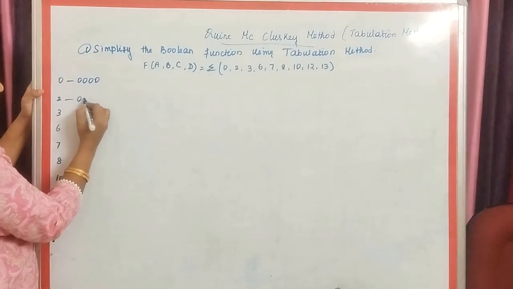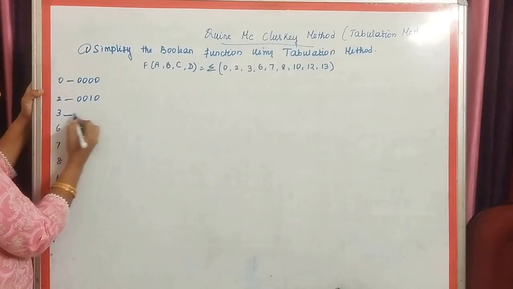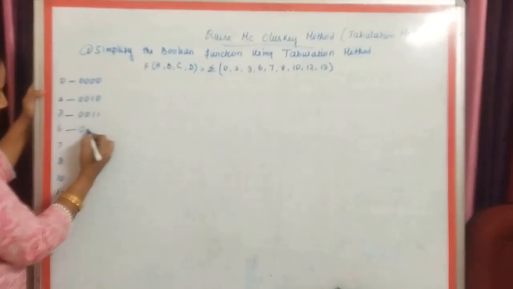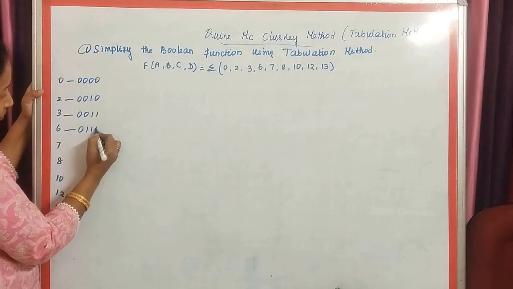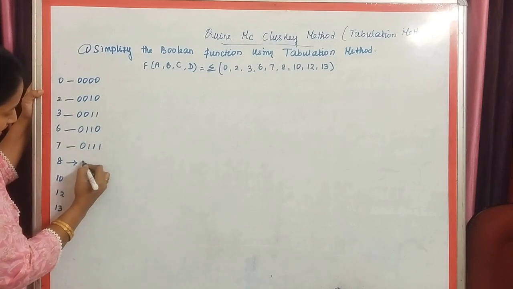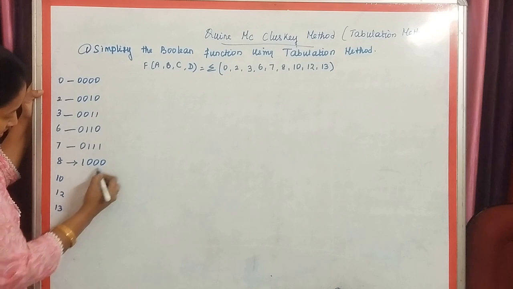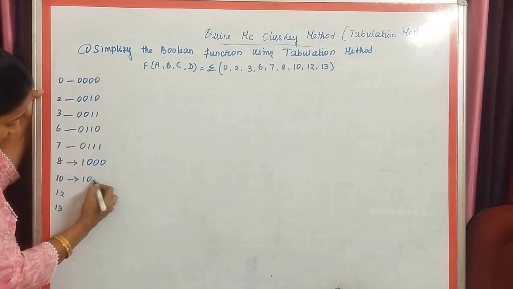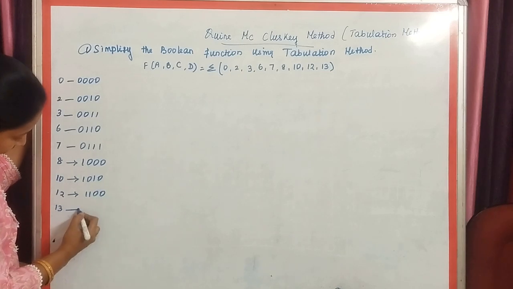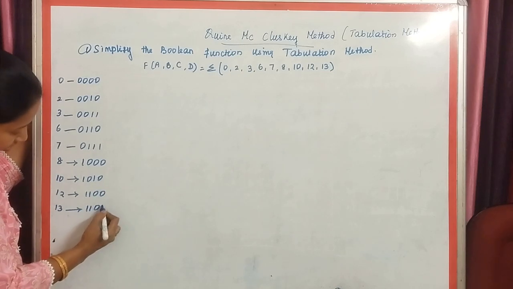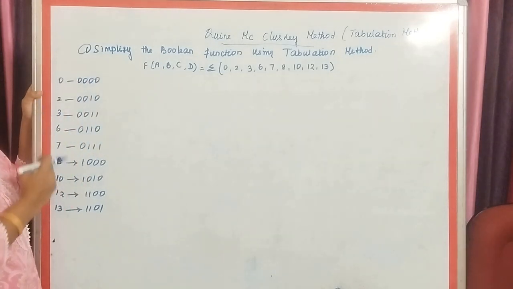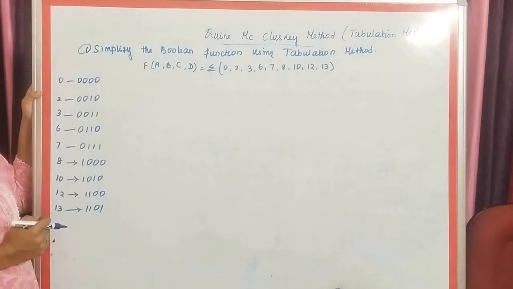And for 2, you can represent it as 0, 0, 1, 0. For 3, it is represented as 0, 0, 1, 1. 6 is represented as 0, 1, 1, 0. 7, you represent it as 0, 1, 1, 1. 8 is represented as 1, 0, 0, 0. 10 is 1, 0, 1, 0. 12 is 1, 1, 0, 0. And 13 is 1, 1, 0, 1. This is how we represent the decimal numbers in their corresponding binary numbers. Fine.